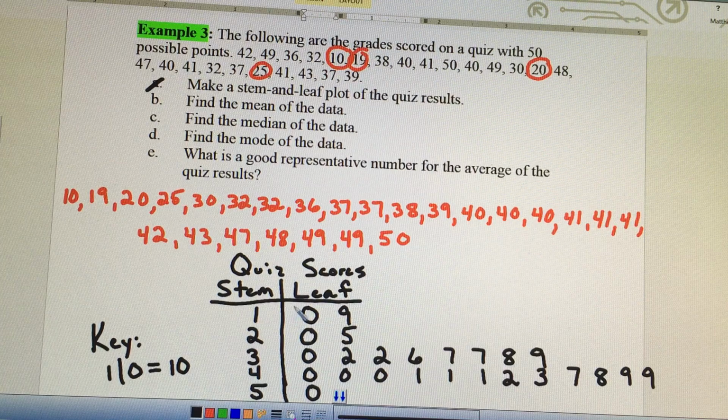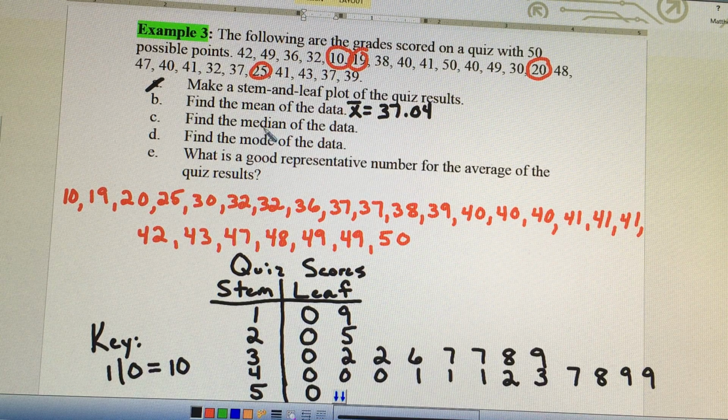And what you should have gotten for the mean is 37.04. That was the class average on this quiz. Okay? If you do the median, I'm going to ask the substitute to pause the video again right here.